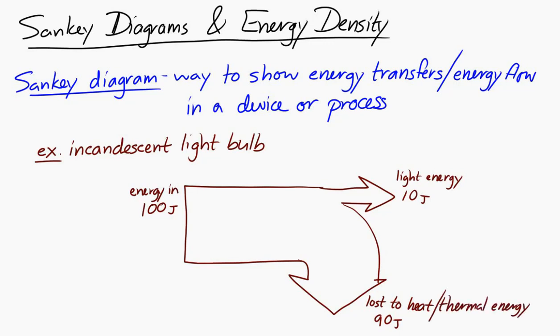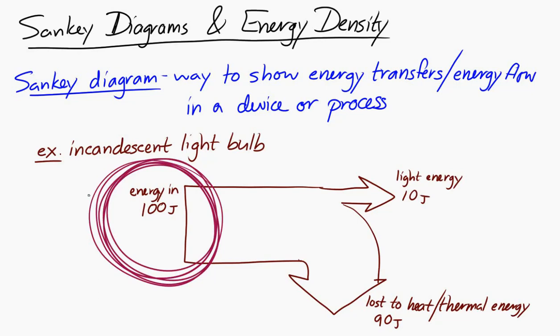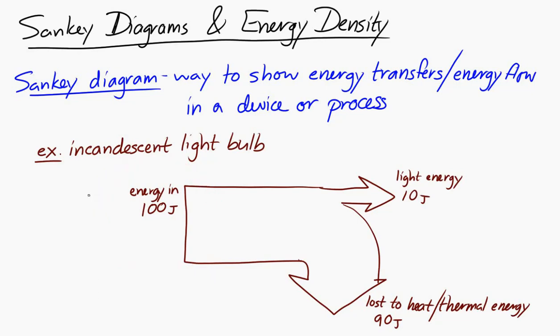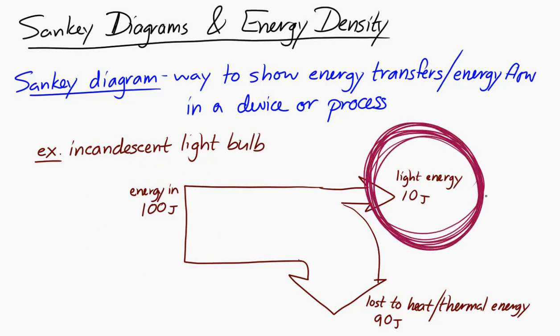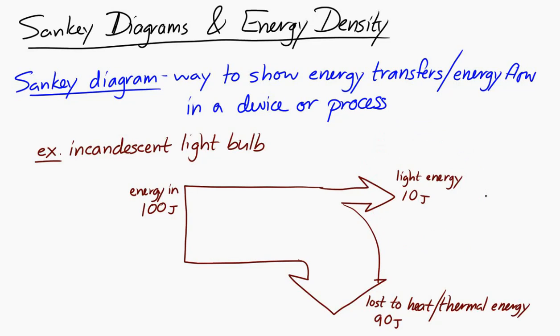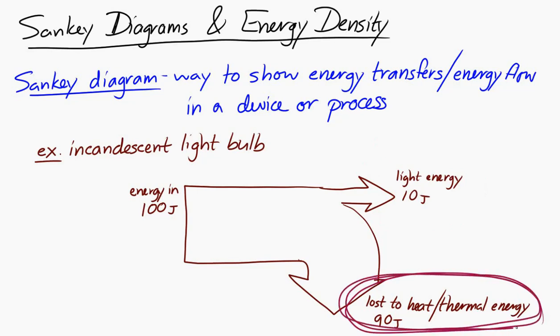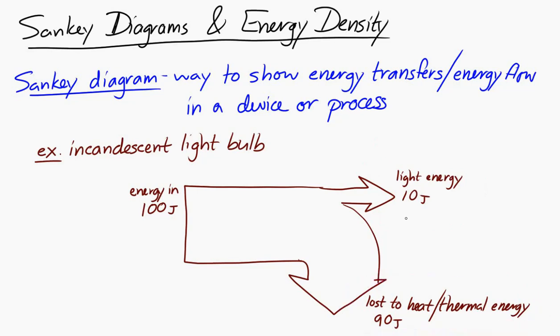Over here on the left, you see 100 joules was the energy supplied to the light bulb. And then here we have an arrow that represents the useful stuff coming out, this 10 joules of light energy. That's what a light bulb is used for, to produce light energy. So that's the useful stuff. And then the lost energy is over here. It's this curved arrow right there.